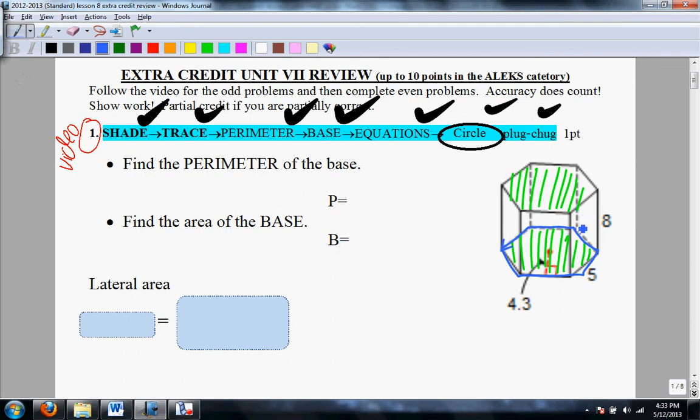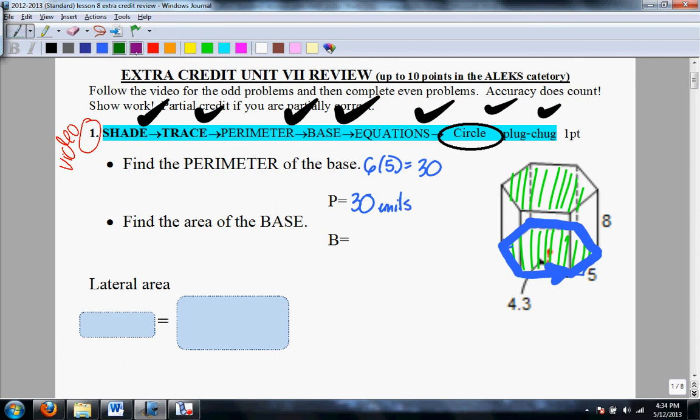So we look here to find the perimeter. You just walk it around. This one's going to be 5 plus 5 plus 5 plus 5 plus 5 plus 5. That's 6 times 5. And of course that means it's 30. Check for units. No units provided, so we just write 30 units.